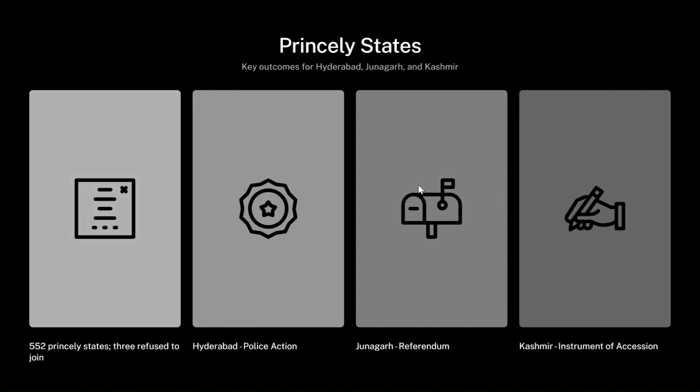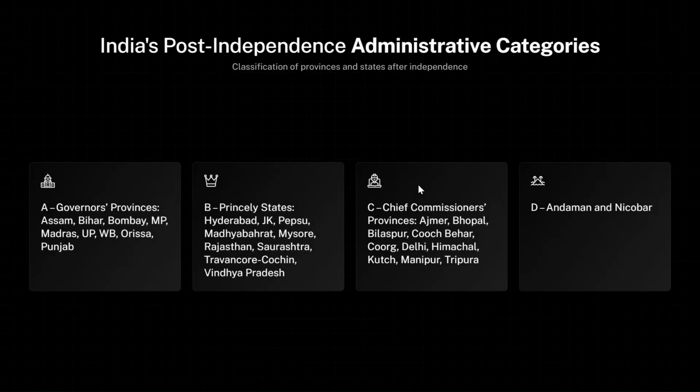So originally, after independence, the states were divided into 4 categories like A, B, C, D. Under Part A, governor's provinces were added, and under Part B, princely states were added, and under Part C, chief commissioners' provinces were added, and Andaman and Nicobar was kept in the Part D.